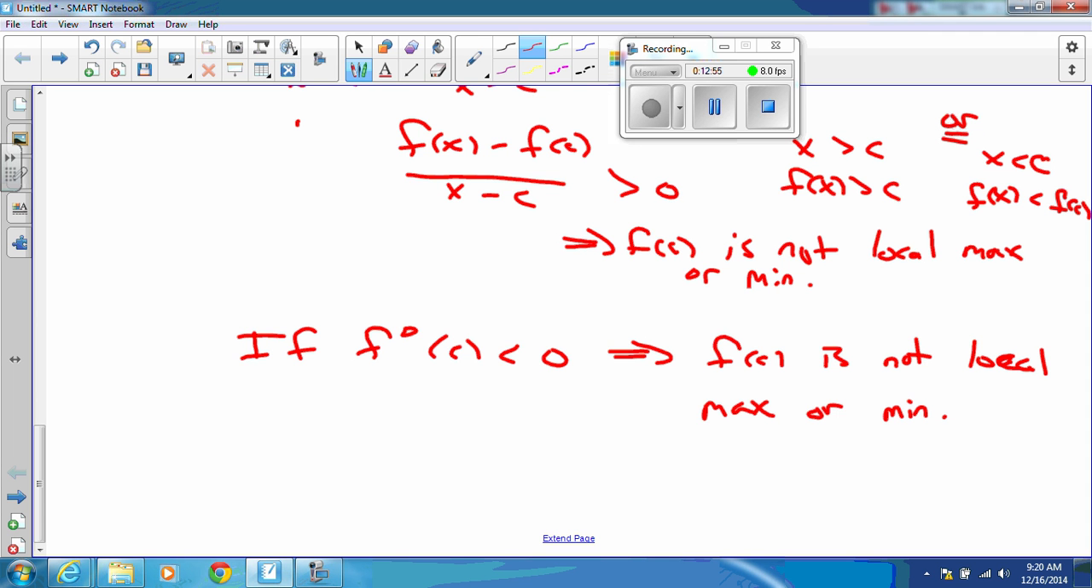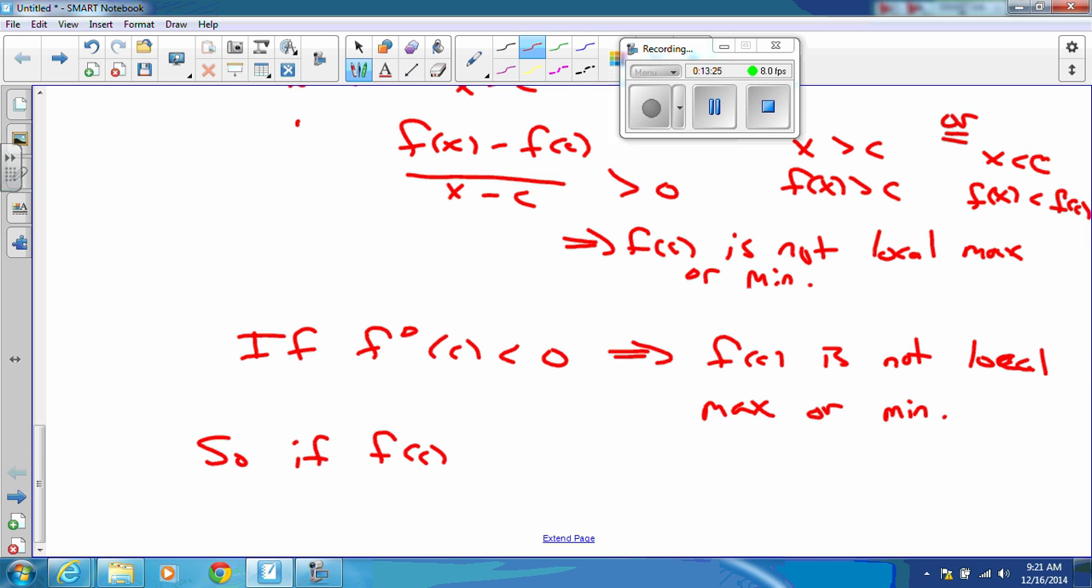So, use the logic on this. If f prime of c is either greater than 0 or less than 0, then f of c is not a local max or min. So if f of c is a local max or min, neither of these cases can happen. What's left? F prime of c is equal to 0, or f prime of c simply doesn't exist. In other words, x equals c is a critical point. Does that make sense to everybody?